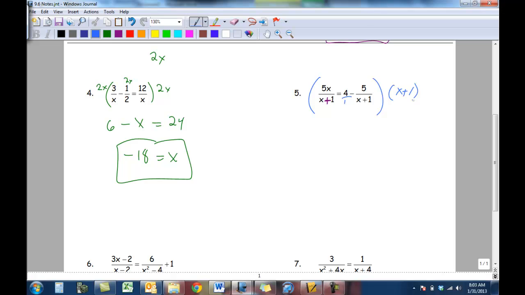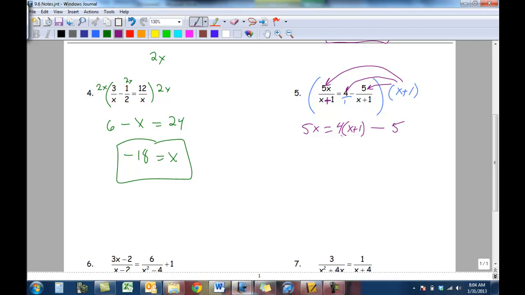So you multiply everybody by x plus 1. So what happens here? X plus 1 times this, the x plus 1s will cancel. Right? If I multiply it to this one, the x plus 1s cancel, I'm left with just 5x. Multiply this to this one, you get equals 4. Nothing cancels, so it's 4 times x plus 1. Minus, you multiply it to this thing, the x plus 1s cancel here, so you're left with just 5.